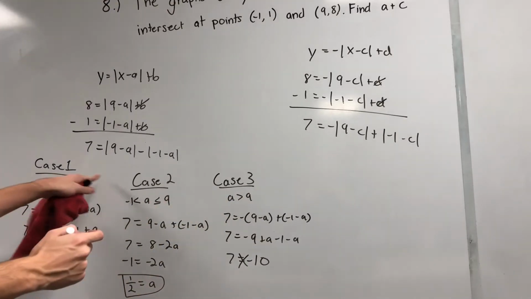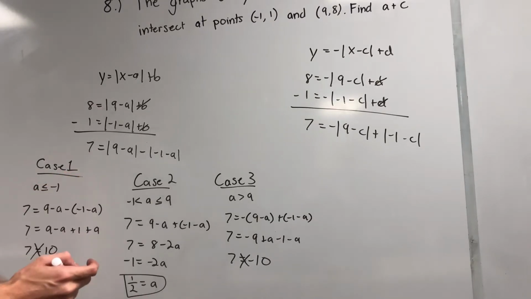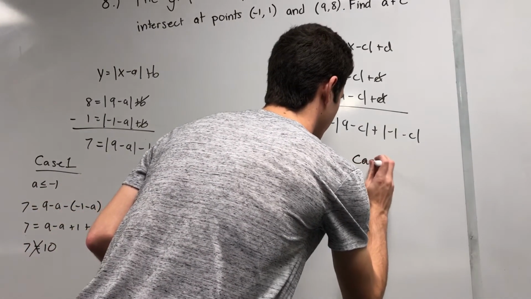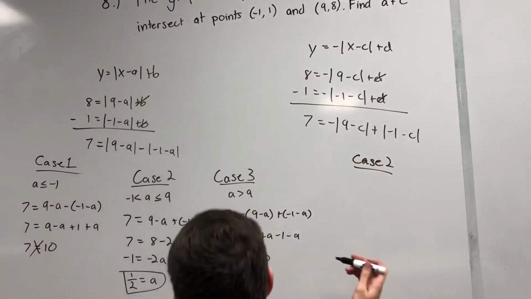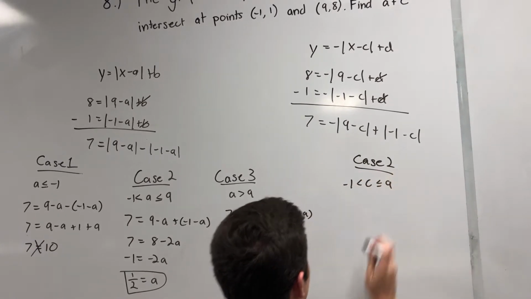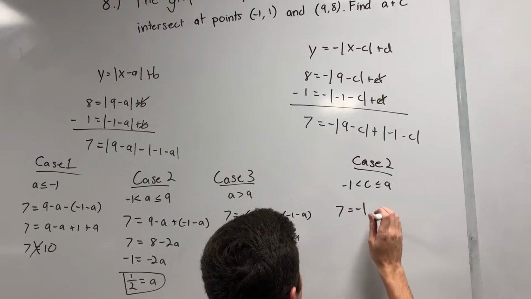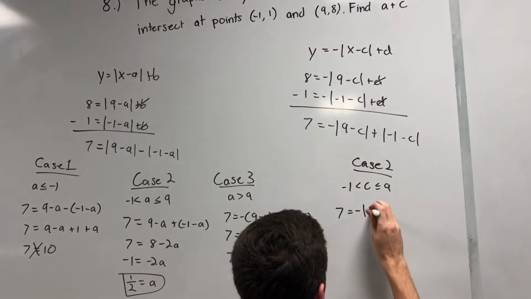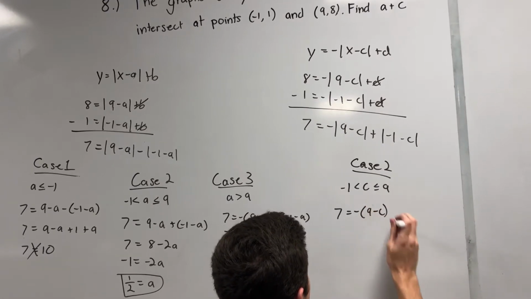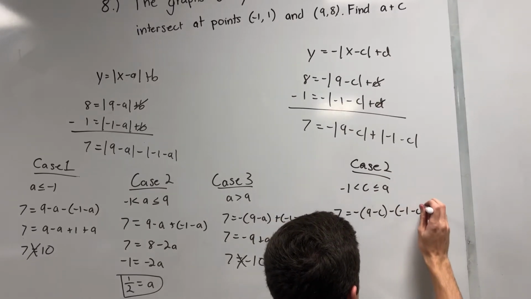So you're going to have the same 3 cases as you did here. And we saw that case 2 was the only case that worked, so let's just do case 2. That's going to be when -1 is less than c, which is less than or equal to 9. So 7 equals negative absolute value. This is still going to be positive, so that's minus 9 minus c. And then this is going to be negative, so that's minus -1 minus c.